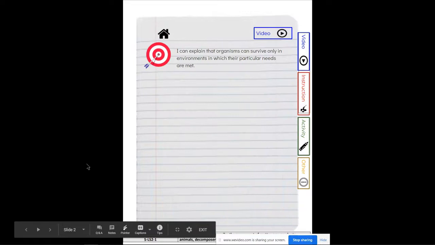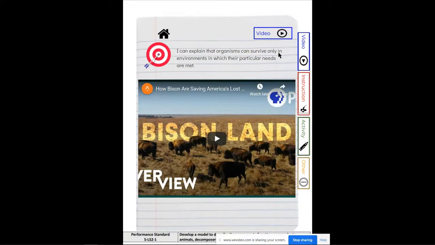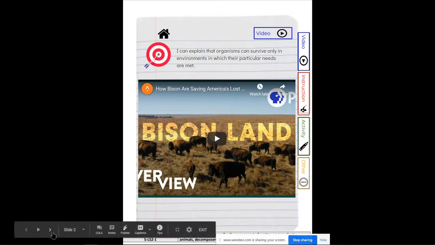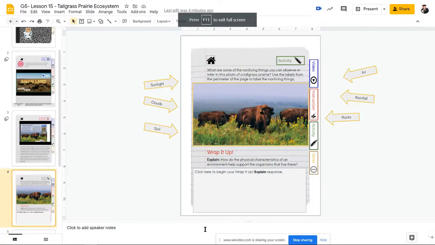When you are done today, again, your goal is that I can explain that organisms can survive only in environments in which their particular needs are met. And so again, I'm going to exit my present mode. I'm going to go into my edit mode. And there I can see those arrows that I'm going to drag in and label the non-living things that are in this picture.